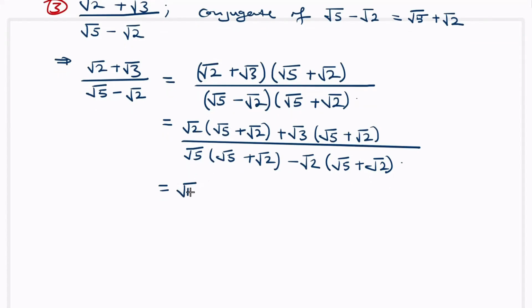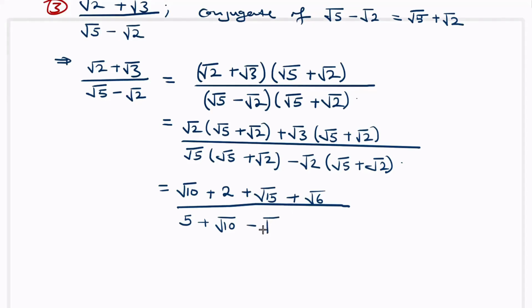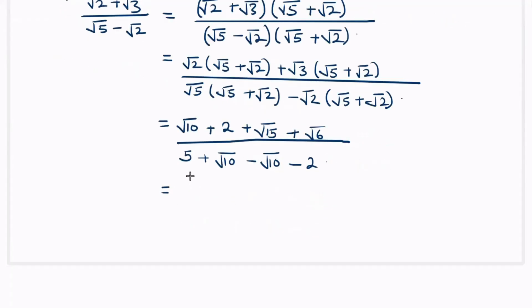is the same as root 10, plus root 2 multiplied by root 2 is 2, plus root 3 multiplied by root 5 is root 15, plus root 3 multiplied by root 2 is the same as root 6, divided by root 5 multiplied by root 5 is 5, plus root 5 multiplied by root 2 is the same as root 10, minus root 2 multiplied by root 5 is root 10, minus root 2 multiplied by root 2 is the same as 2. This is the same as having root 10 plus 2 plus root 15 plus root 6 divided by, so you can see that this cancels with that.